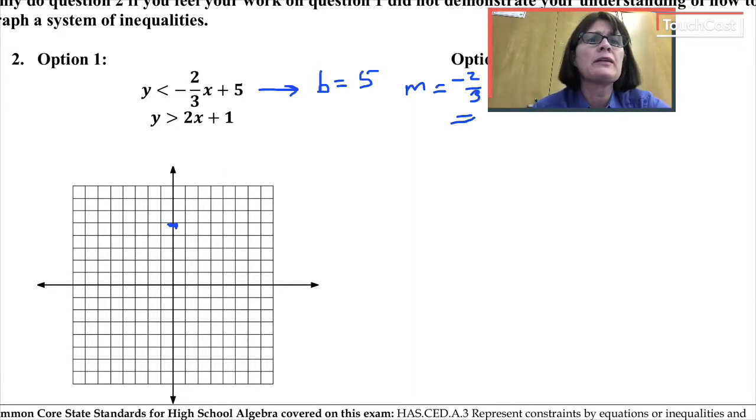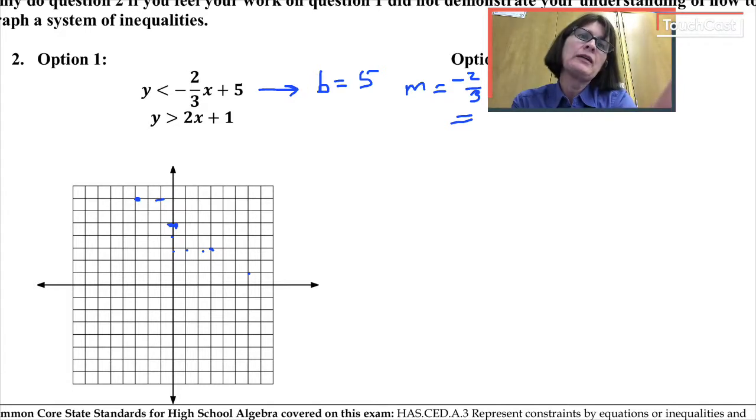So from there, I'm going to go down 1, 2, and over 1, 2, 3. Again, down 1, 2, and over 1, 2, 3. I could have gone up 2 and backward 3. I'm going to take those dots now and connect them. I'm going to use a dotted line because I have no "or equal to" under my less than sign.